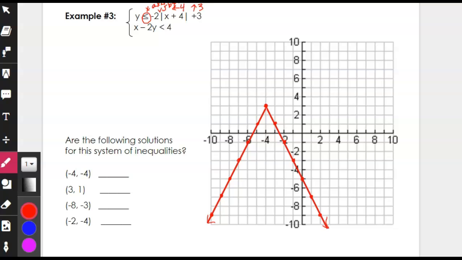Okay, and because it's less than or equal to, that means that I'm going to change my transparency and I'm going to shade the less than values. And those less than values are going to be below the graph. So that would be all of this area right here. The way you tell those less than areas is you pick a point on your graph and you go straight down. You land in the less than area.